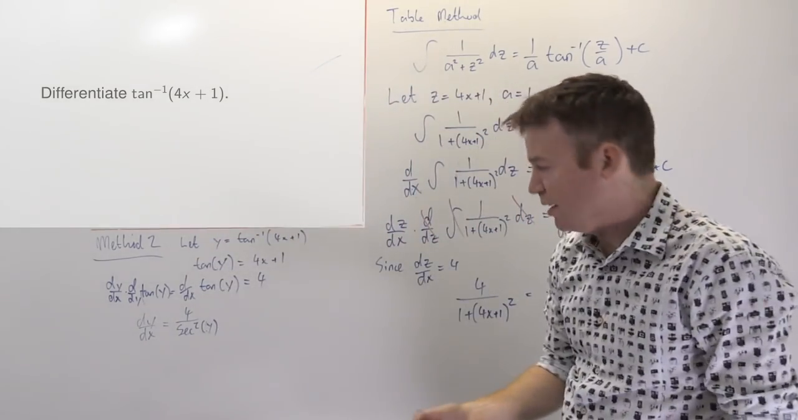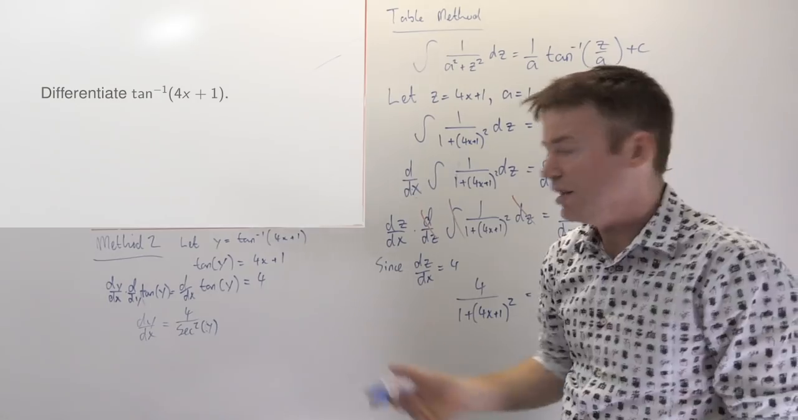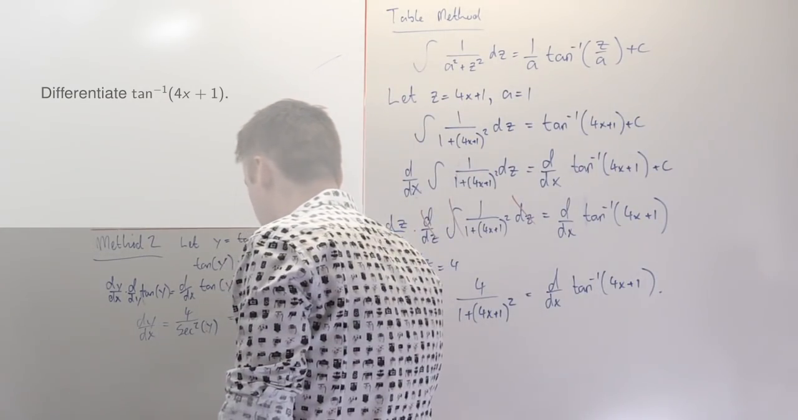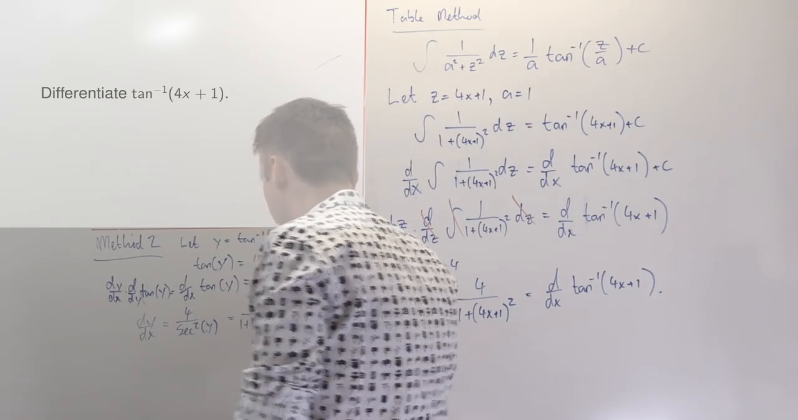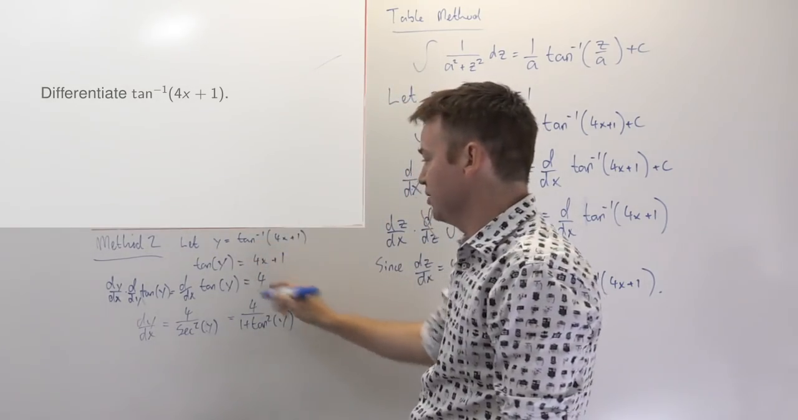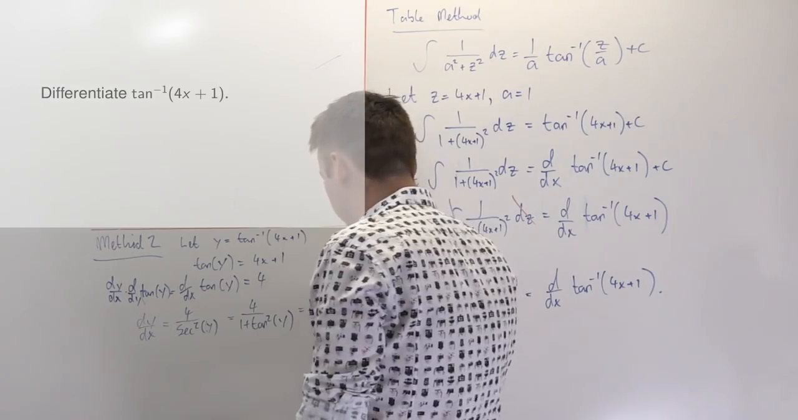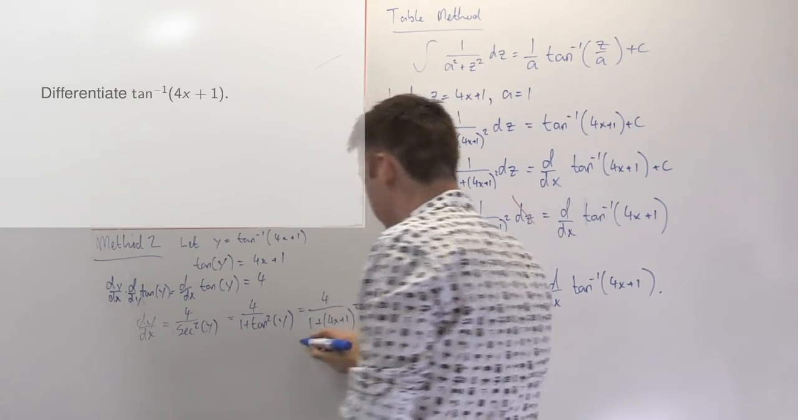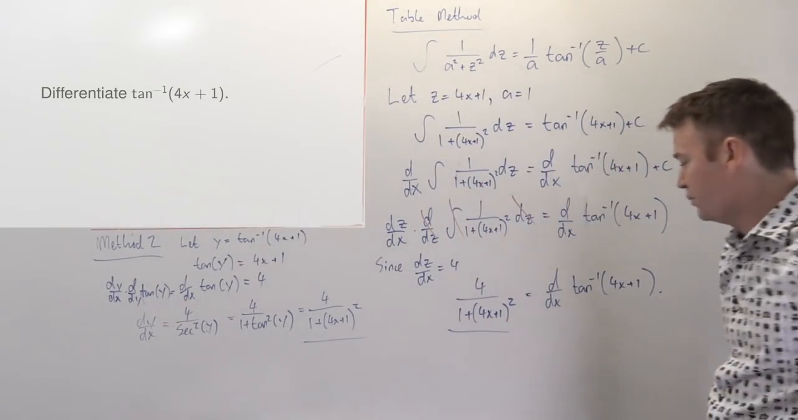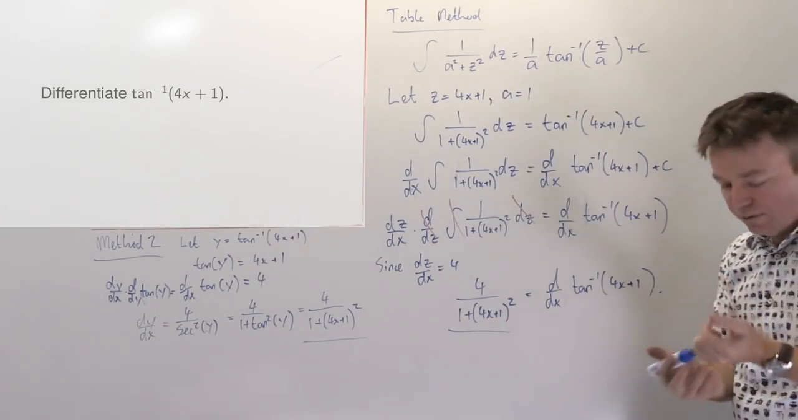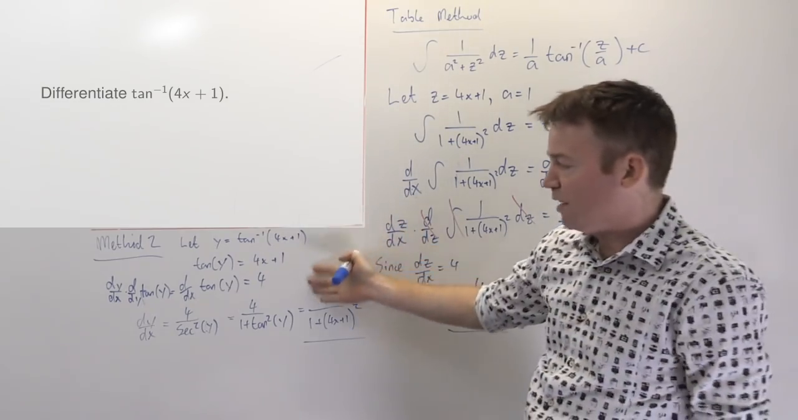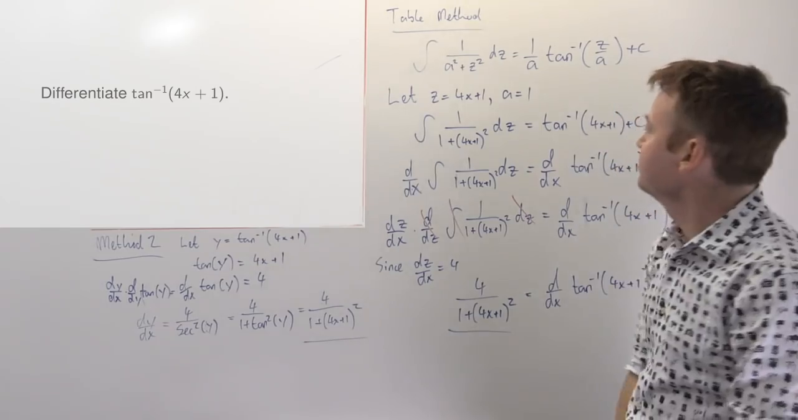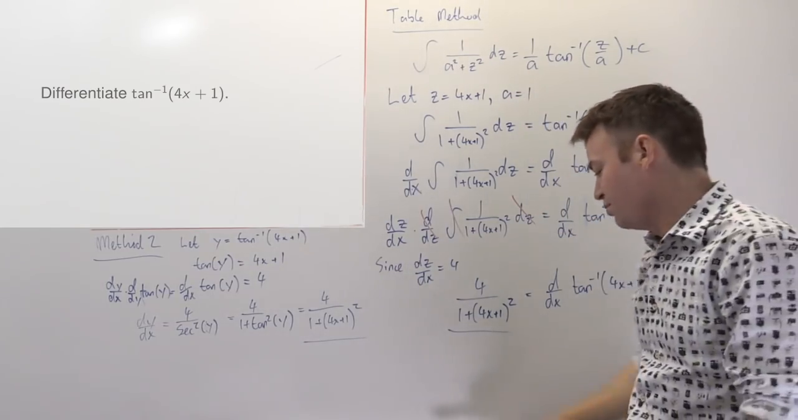And remember, sec squared of y is 1 plus tan squared of y. And tan squared of y, well, that's just 4x plus 1 all squared, which is the same as that. So you can go either path. This is by far my favorite path because it doesn't need you to remember anything. But both roads will lead you to Rome.